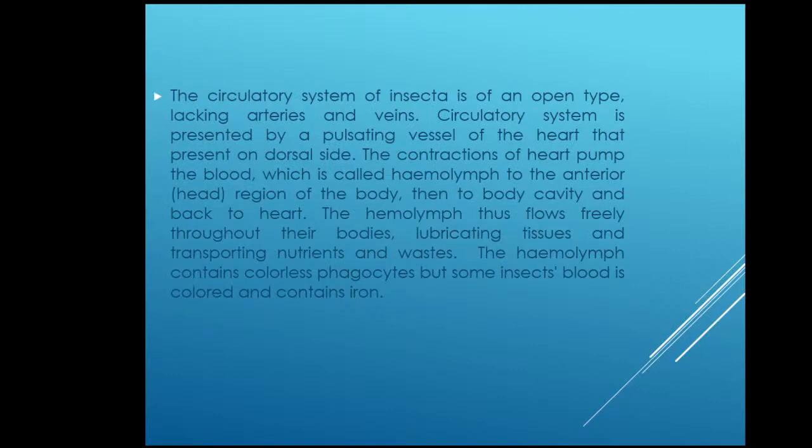The circulatory system of Insecta is of an open type, lacking arteries and veins. The circulatory system is presented by a pulsating vessel, the heart, which lies on the dorsal side of the body. The contractions of the heart pump the blood, which is called hemolymph, to the different parts of the body. The hemolymph flows freely throughout the body, lubricating tissues, transporting nourishment, and removing waste products.